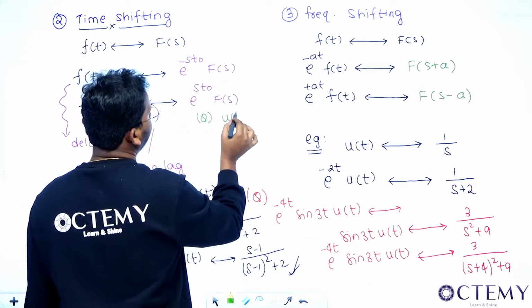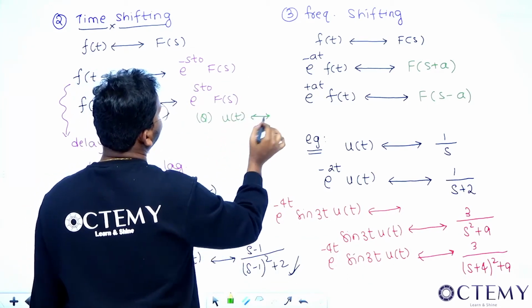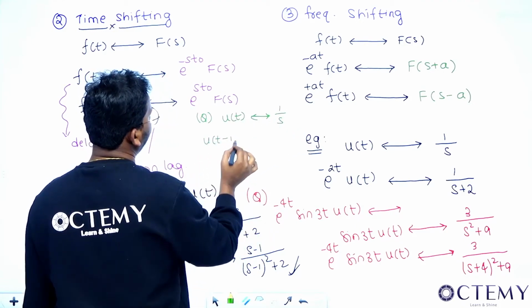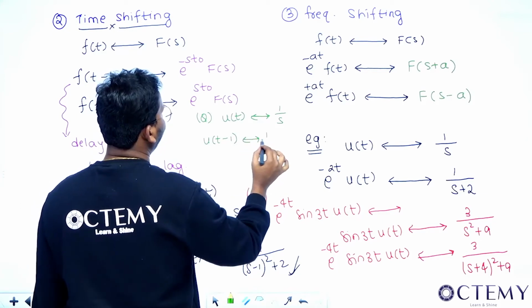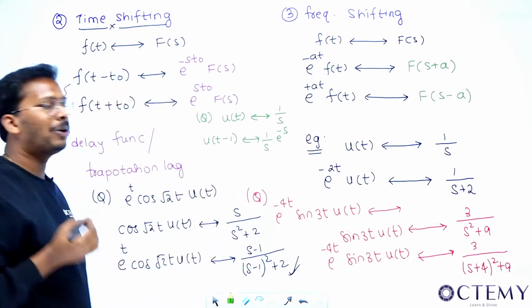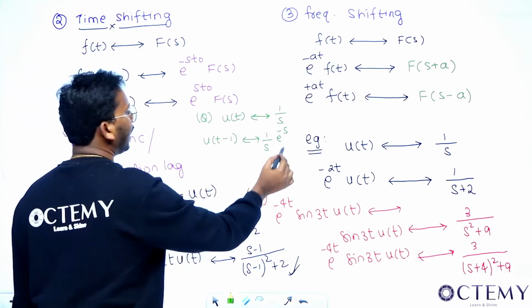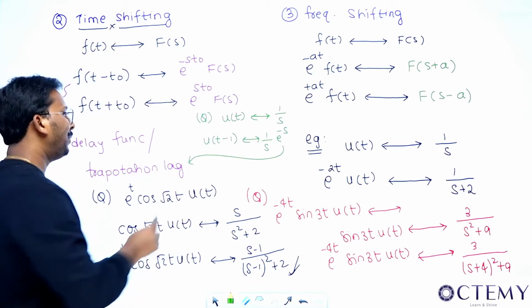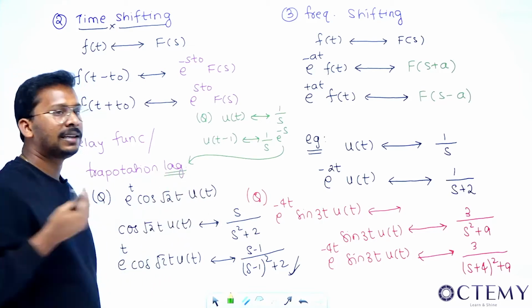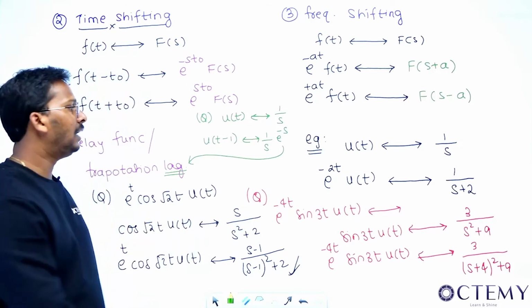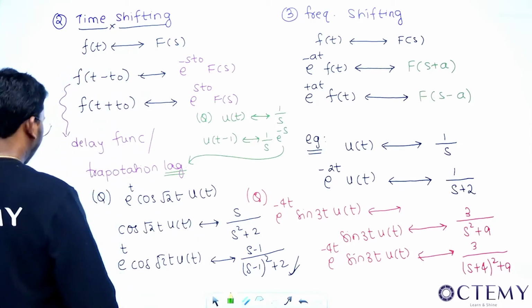If u(t) is 1 by s, then what will be u(t minus 1), sir? u(t minus 1) will become 1 by s for u(t) and e power minus s. So, whenever you see e power minus s, then you understand that it is of transportation lag. E power minus s, e power minus 2s, that means it's a lag function. It is delay in time. If you see plus s, that means it is advance in time. Right? Very good, sir. So, this is your second and third property.